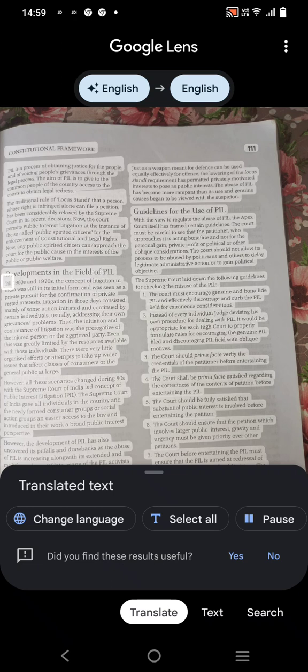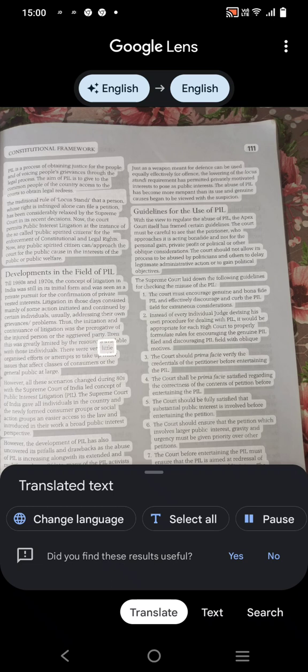Developments in the field of PIL till 1960s and 1970s. The concept of litigation in India was still in its initial form and was seen as a private pursuit for the confirmation of private vested interests. Litigation in those days consisted mainly of some action initiated and continued by certain individuals, usually addressing their own grievances, problems. Thus, the initiation and continuance of litigation was the prerogative of the injured person or the aggrieved party. Even this was greatly limited by the resources available with those individuals.